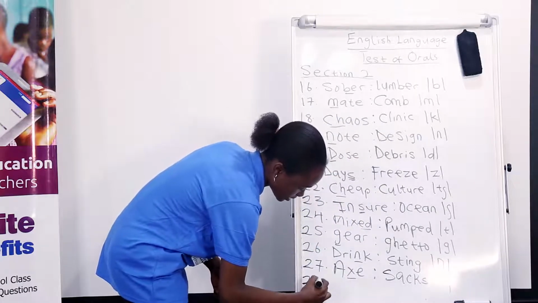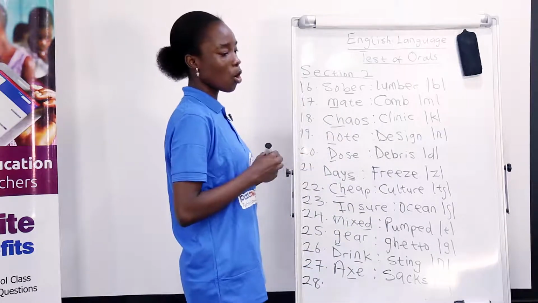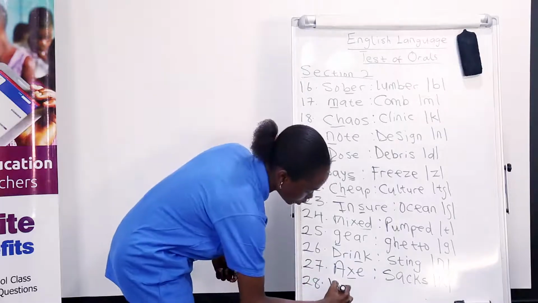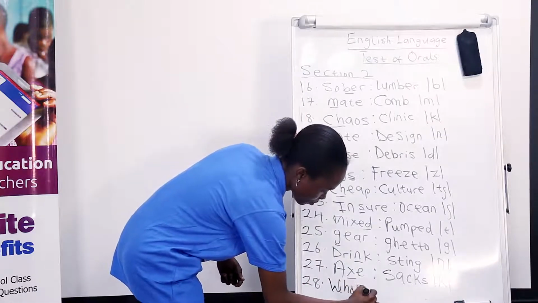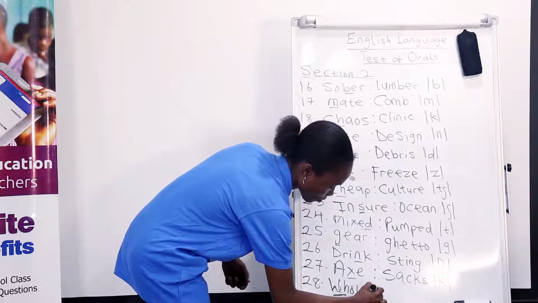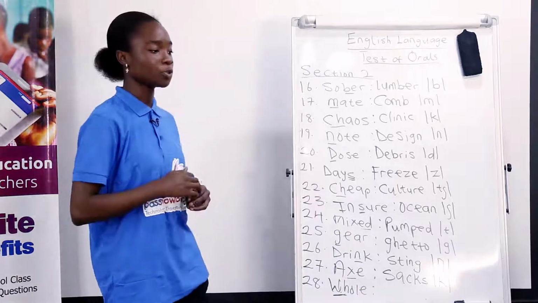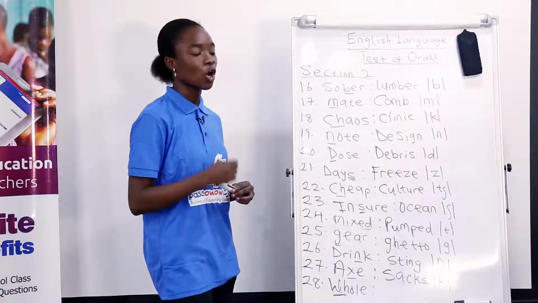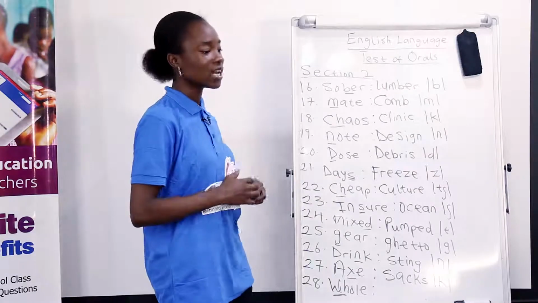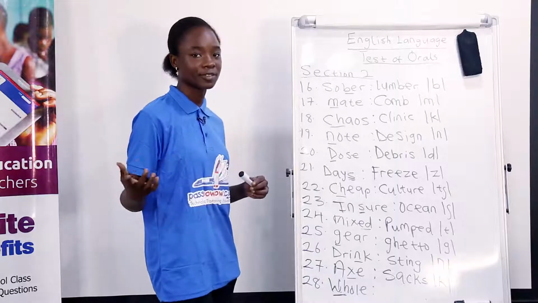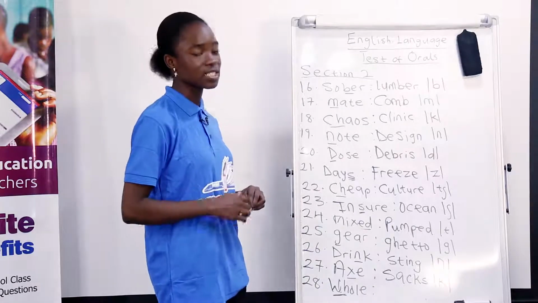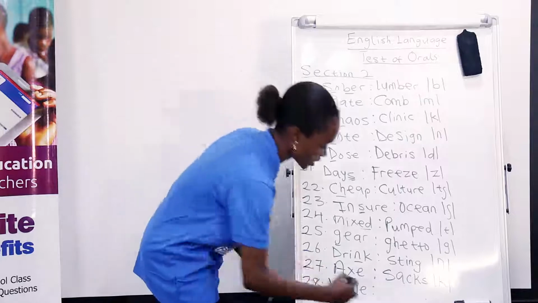Number 28, we have whole. Option A, we have whale. Option B, her. Option C, hide. And option D, her. So the correct answer is hide, the glottal sound.